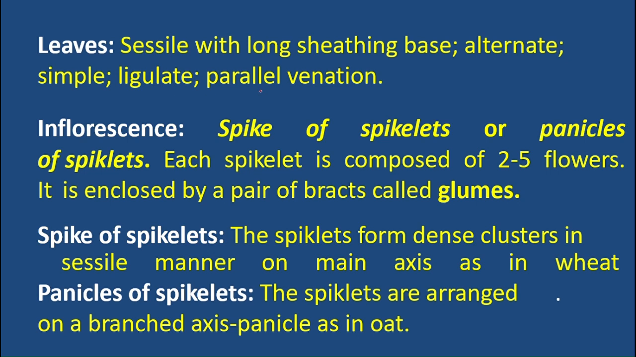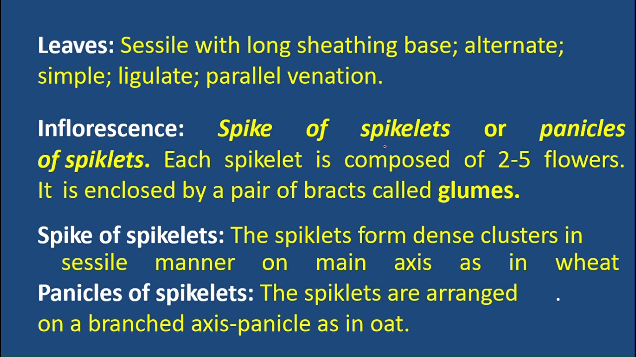Monocotyledons show what kind of venation on leaves? Parallel venation. And come to the next, inflorescence. What kind of inflorescence is seen in the members of Poaceae? Spike of spikelets or panicles of spikelets. Each spikelet is composed of 2 to 5 flowers. Try to remember what kind of inflorescence: spike of spikelets.